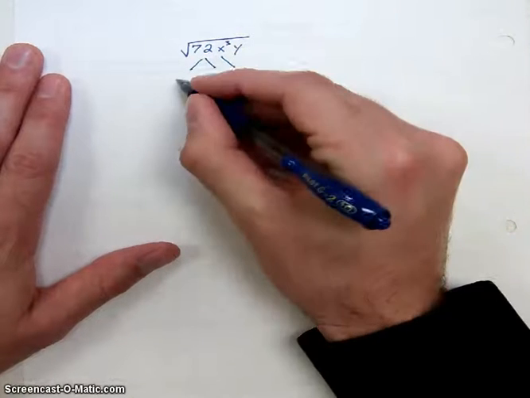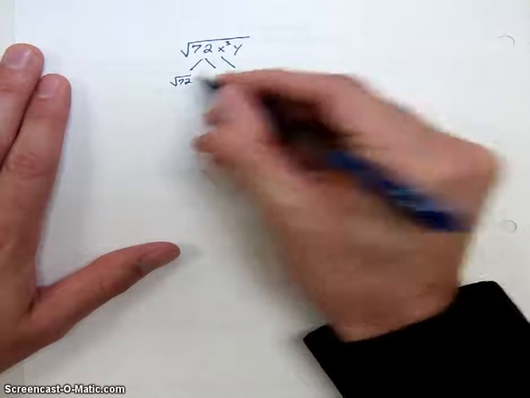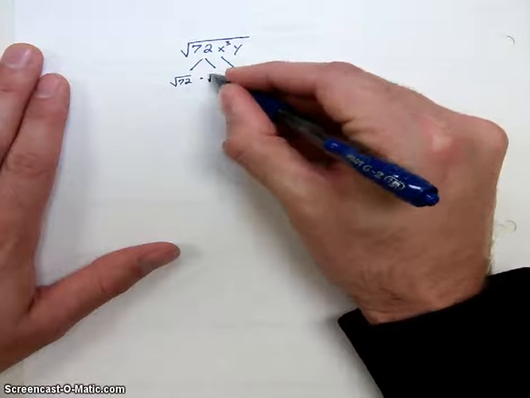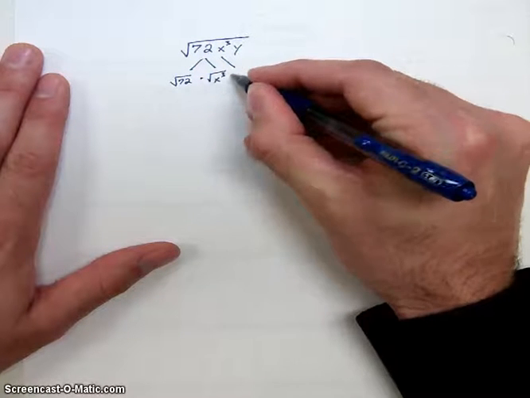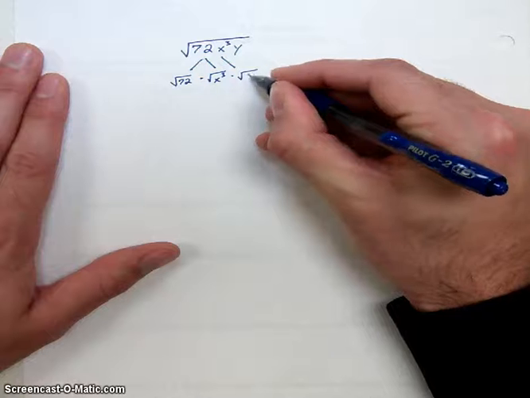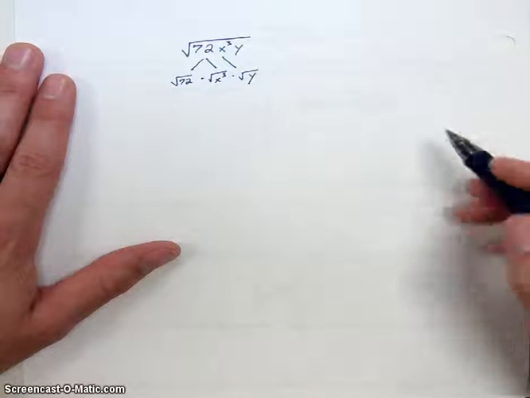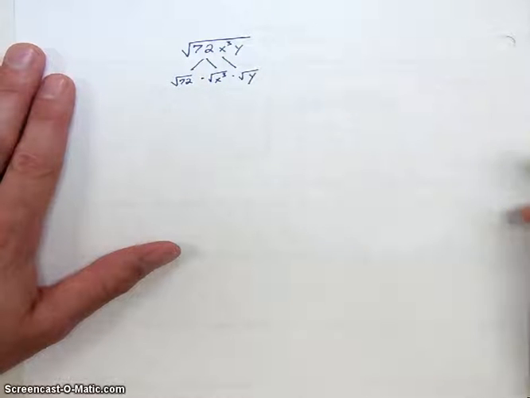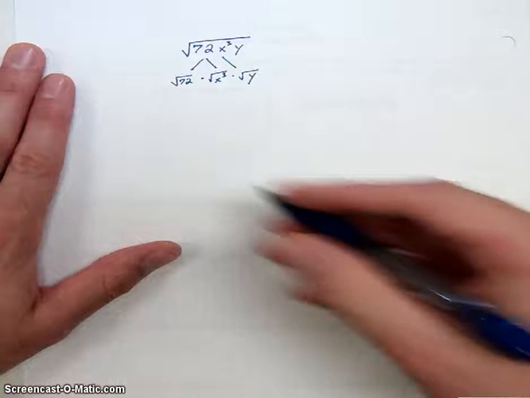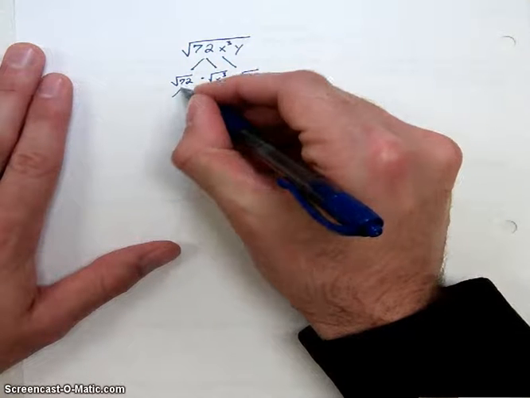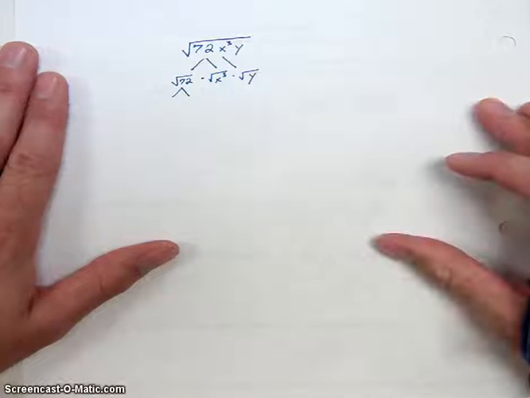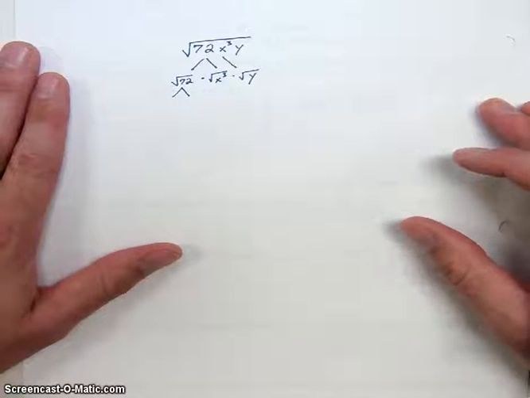I have the square root of 72 as one factor, multiplying the square root of x cubed, which is also multiplying the square root of y. And then I'm going to break each of those factors into more prime factors. So I'm going to take the square root of 72 and do just like I did with the last video. I'm going to break it down into its prime factors.